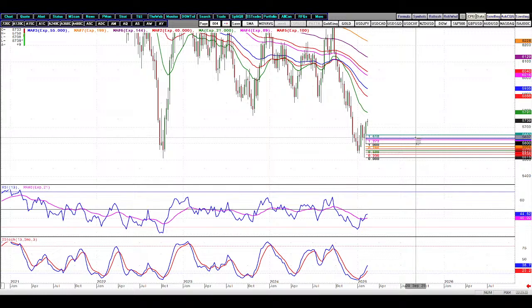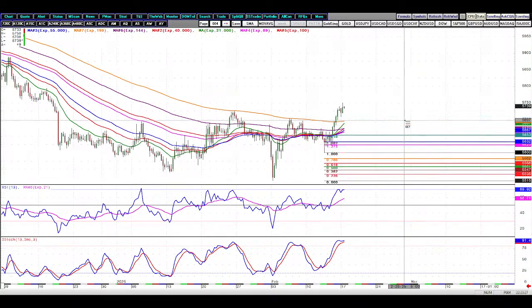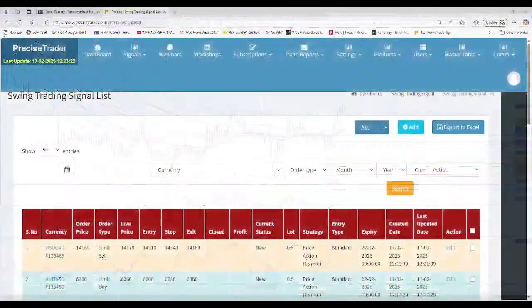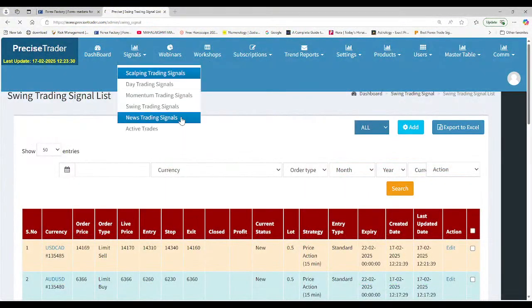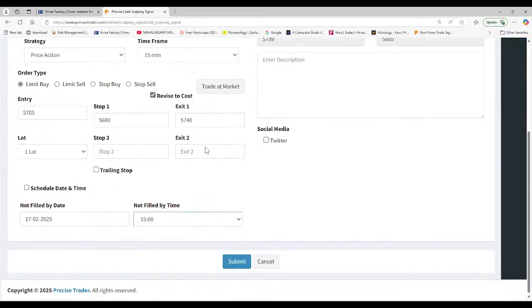Okay, so let's do that. Okay, 57.05. Okay, so with that, I think we can generate the signal. 57.05, 57.40. Okay, this is maybe until 5.